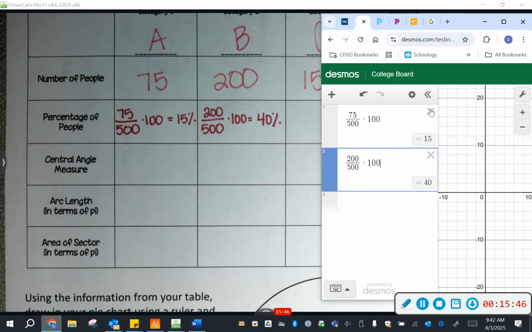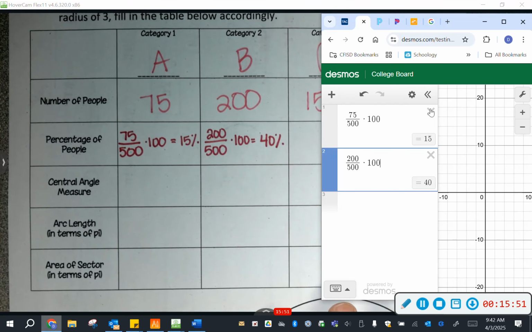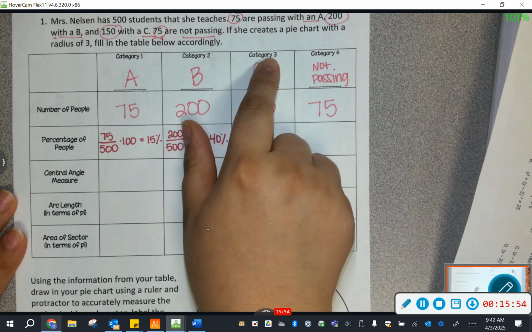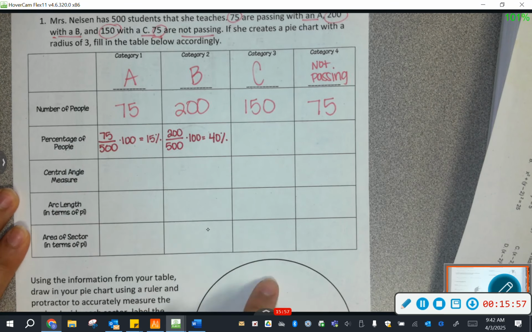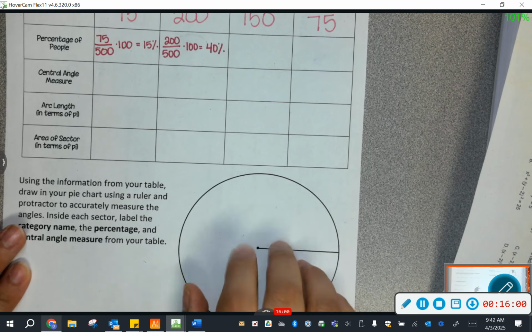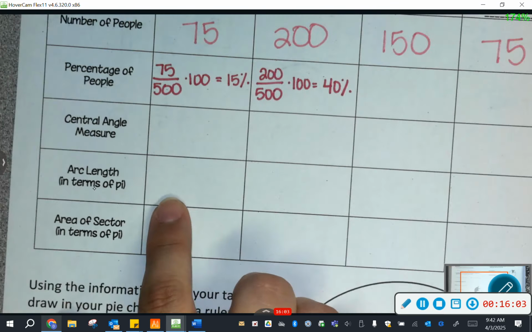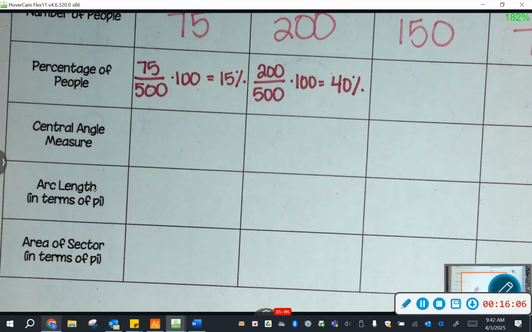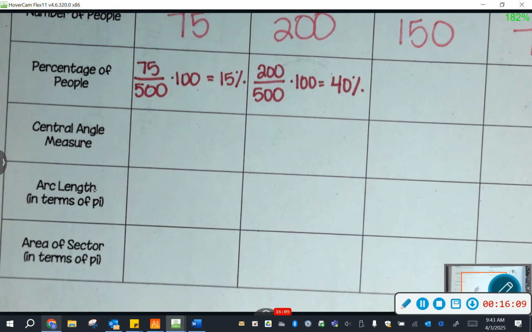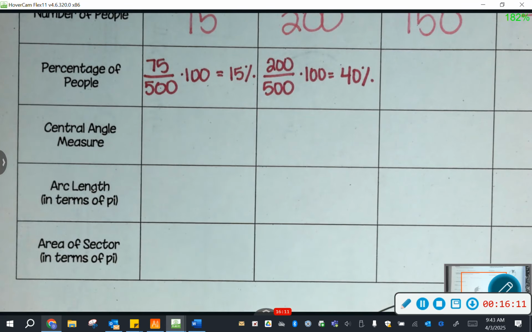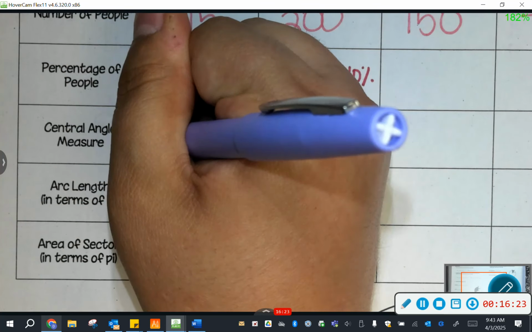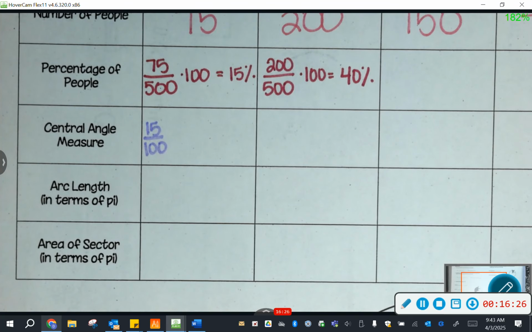Next question wants to know, how do you find the central angle of a circle? So at the top when Leslie was reading, it says she's going to create a pie chart with a radius of 3 and graph it or plot it or whatever. So how do I find out how many degrees each angle is going to be to make the pie chart? Well, what do I know about her A's? 15%, right? And do y'all agree it's 15% is 15 out of 100%? Y'all agree with that?